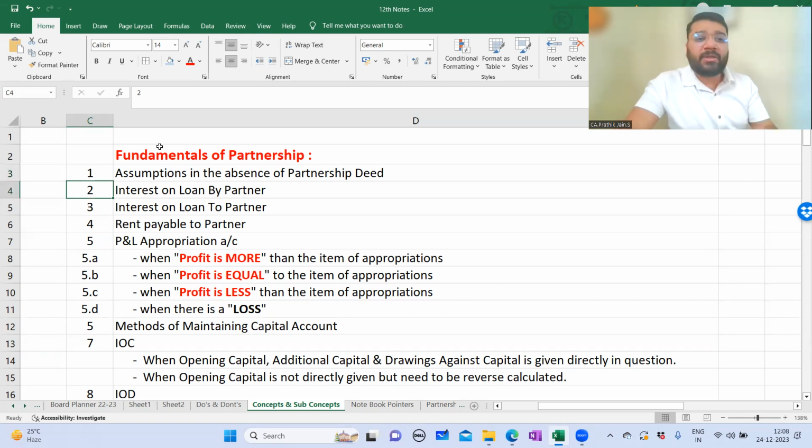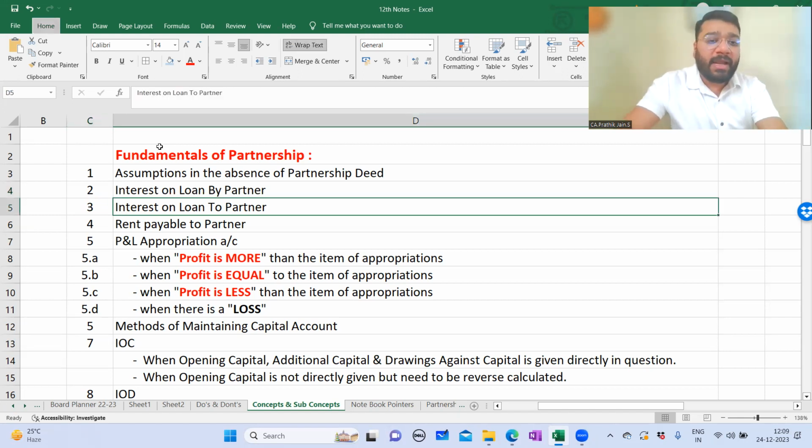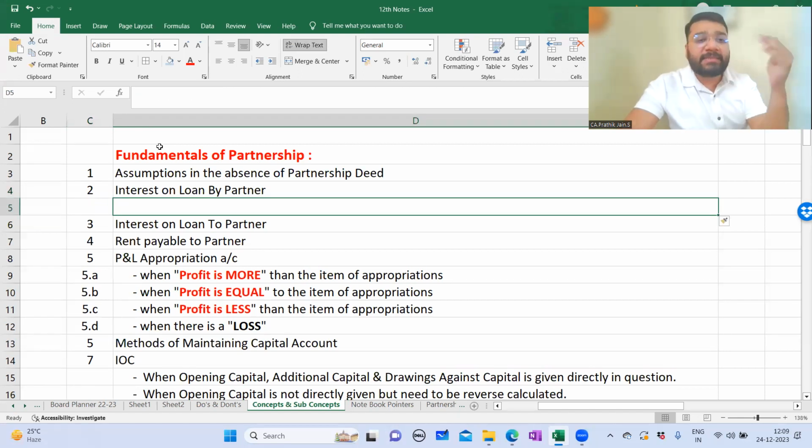Second point is the concept of interest on loan by partner. Under this, what are the journal entries applicable for different scenarios? What are the complications in it? For example, if the loan is either given or taken in between the year, then interest needs to be proportionately calculated. If nothing is mentioned, interest has to be calculated from the beginning till the end. So there could be multiple situations. Whatever you feel appropriate, you can write as notes under this. Or, suppose in a particular question you have made a mistake, that mistake you can highlight here if you want.